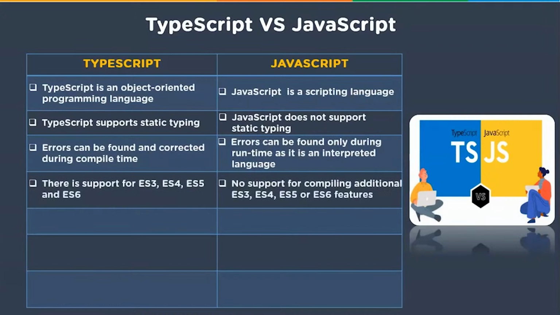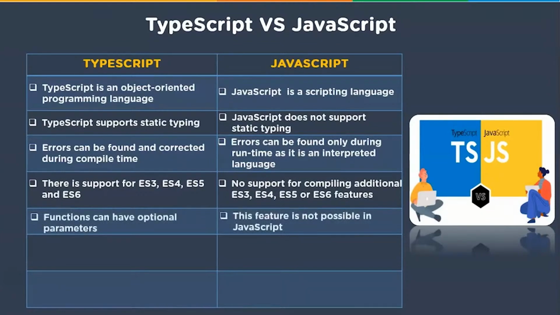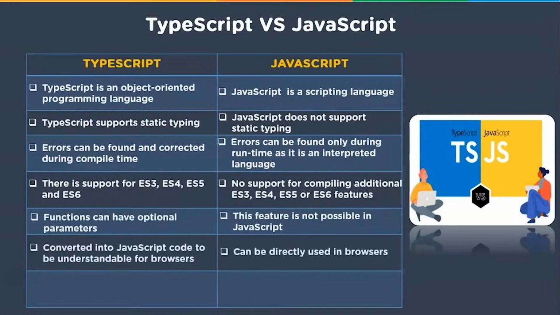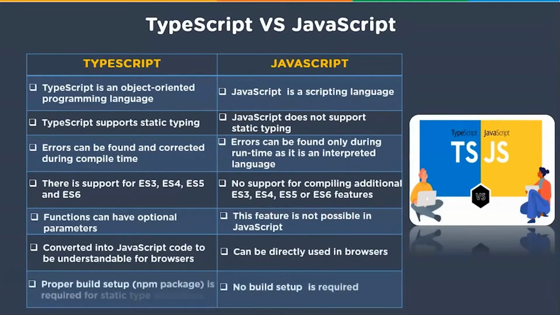There is a concept for ES3, ES4, ES5 and ES6 in TypeScript, whereas there is no support for compiling additional ES3, ES4, ES5, or ES6 features in JavaScript. Functions can have optional parameters in TypeScript, whereas this feature is not possible in JavaScript. TypeScript is converted into JavaScript code to be understandable for browsers. In JavaScript, code can directly be used in browsers. In TypeScript, a proper build setup is required for static type definitions. No build setup is required in JavaScript.